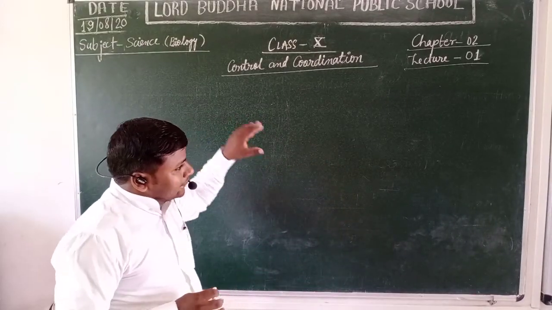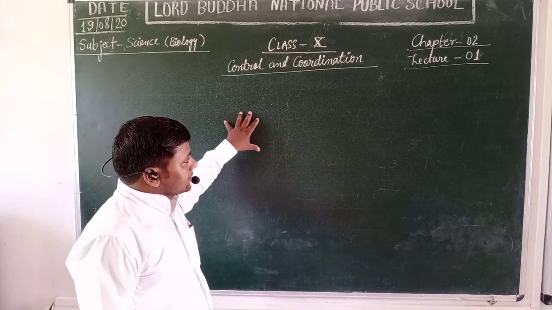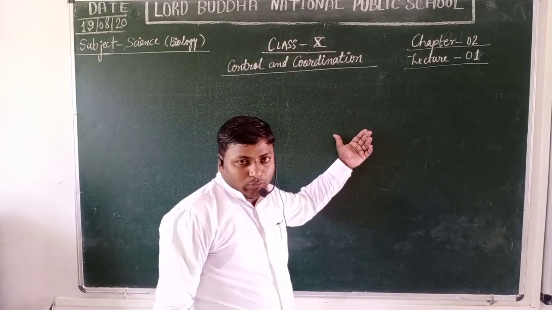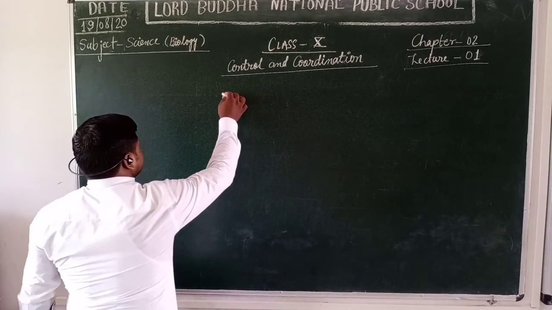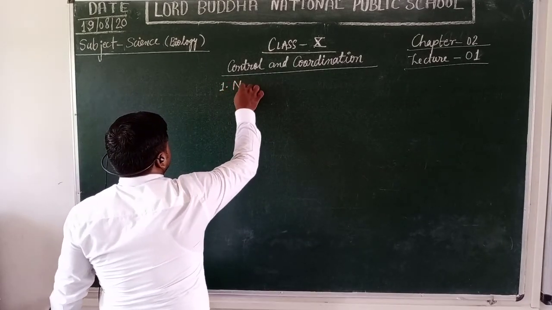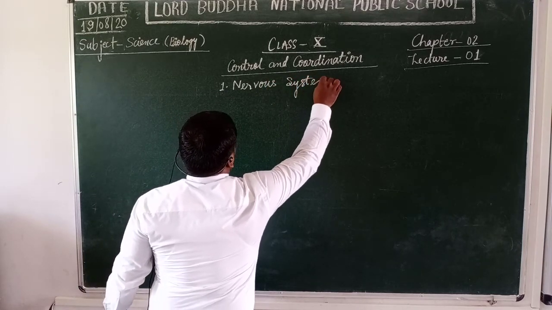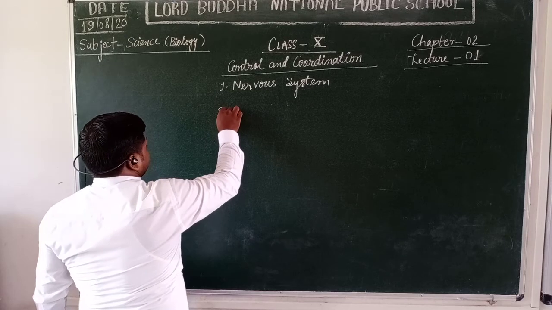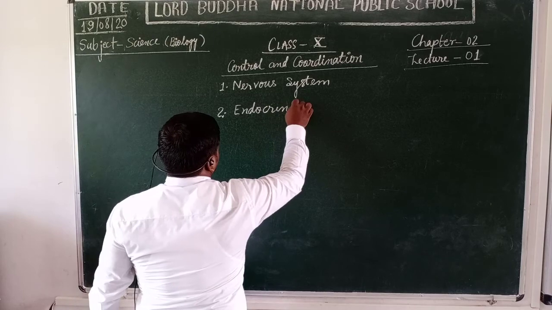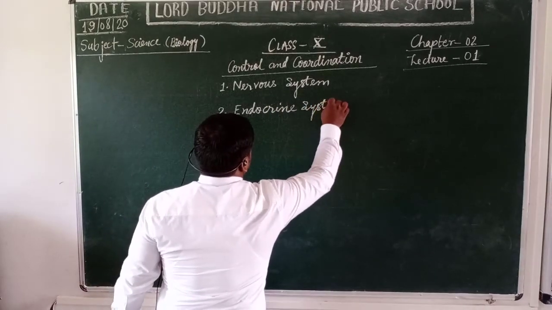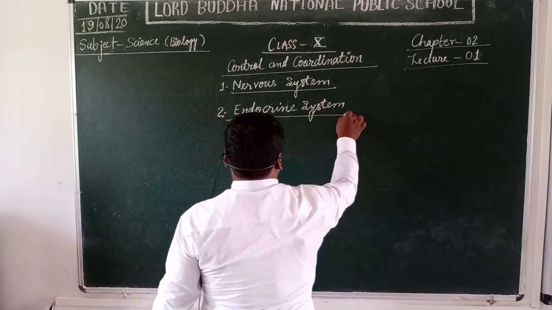And the control over these organs is determined by two types of systems. The first one is the nervous system and the second one is the endocrine system. Let us know about these systems. First, the nervous system, and the second one, students, the endocrine system. Here we are going to introduce the nervous system and the endocrine system.